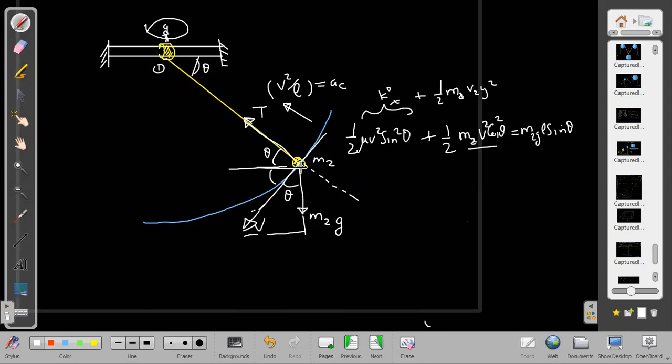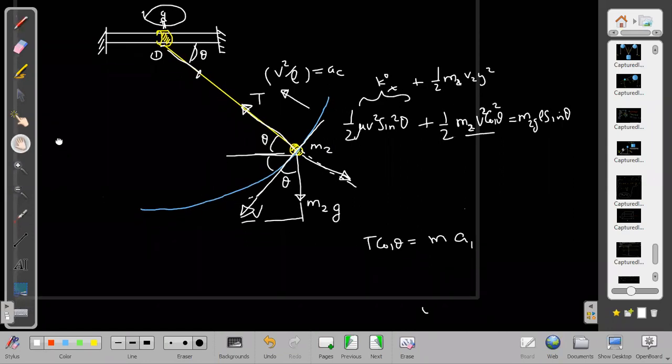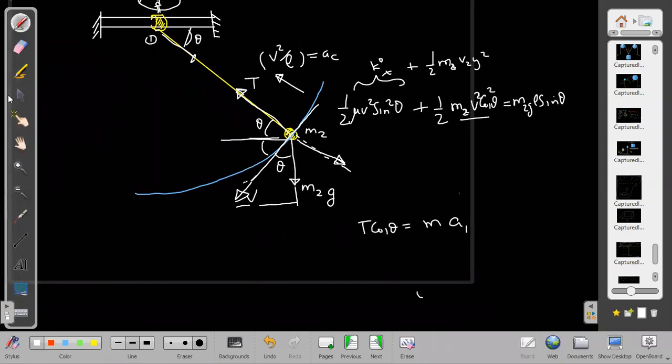To minimize this, what I did last time, I took one along the tension, and another I wrote T cos theta. I can say in this case one equation is T cos theta is equal to m into a1. Can I say that or not? Yes, sir. And another equation I can write along the string.